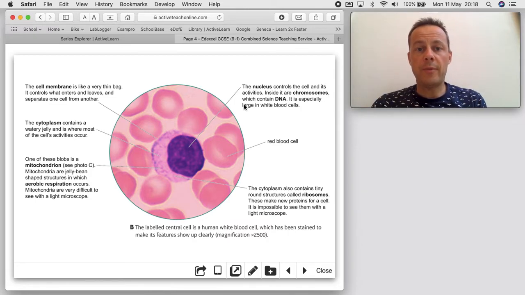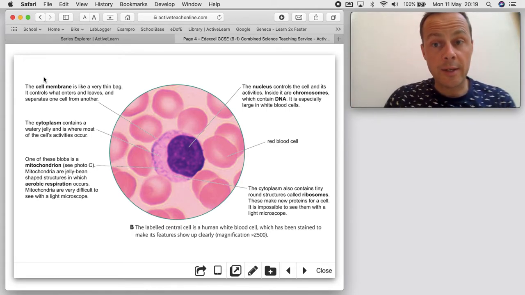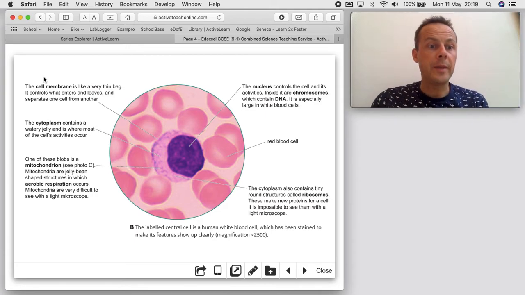As you remember from Form 5 and from Form 6, animal cells have a nucleus, which contains the genetic information, the DNA, and it's what controls the cell. Going around the outside of the cell, there's the cell membrane, a very thin layer, and it controls what goes into and out of the cell. The cell is then made up and filled with a cytoplasm, and that cytoplasm is where the cell's activities occur, where all the chemical reactions occur.